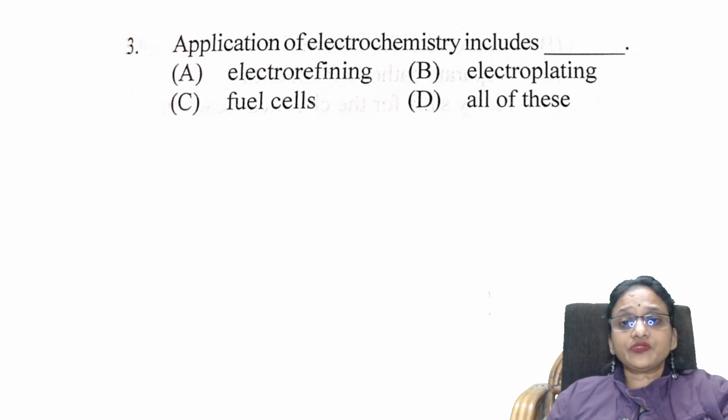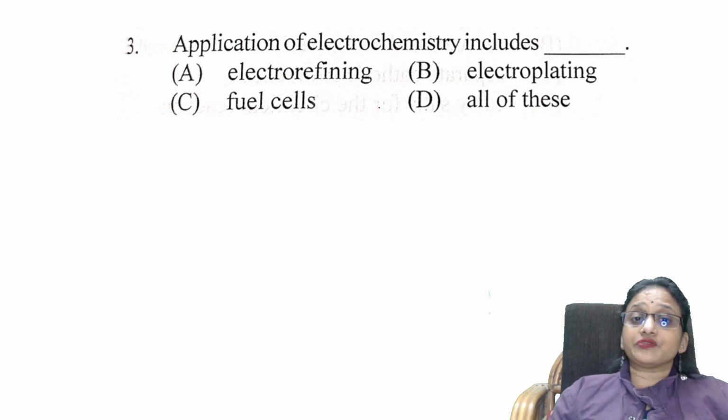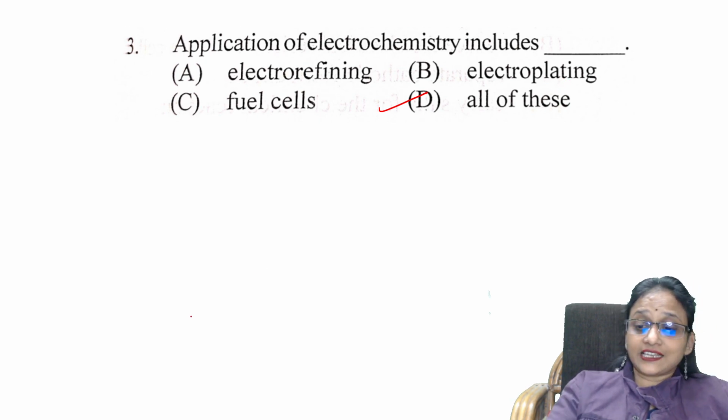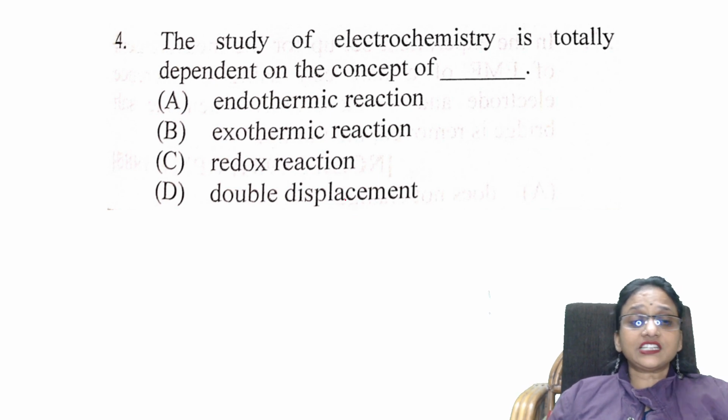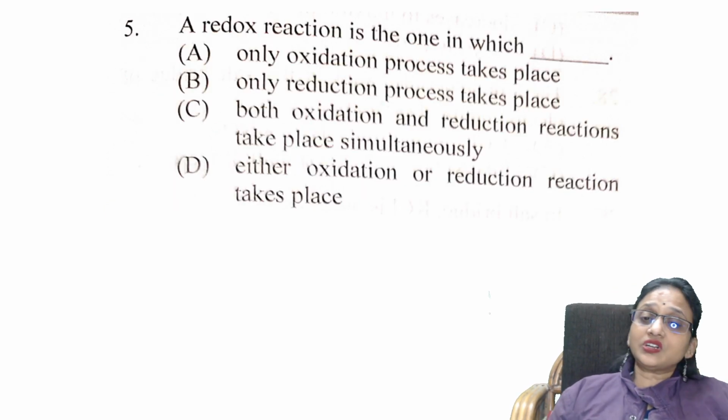Next, application of electrochemistry includes what? Again, a general question. It is all of these. It is used in fuel cells, electro-refining, the refining process of different metals, electroplating, coating, galvanization, everywhere. Next, the study of electrochemistry is totally dependent upon the concept of what? Redox reaction. Both the reduction process and the oxidation process happen here. Done. Next question: a redox reaction is the one in which what happens?